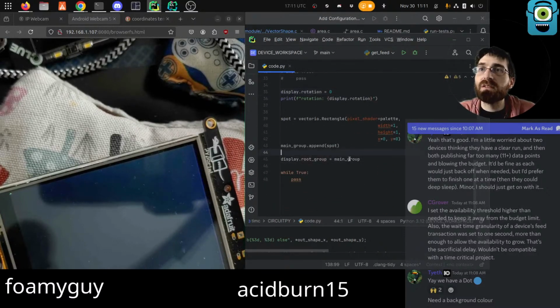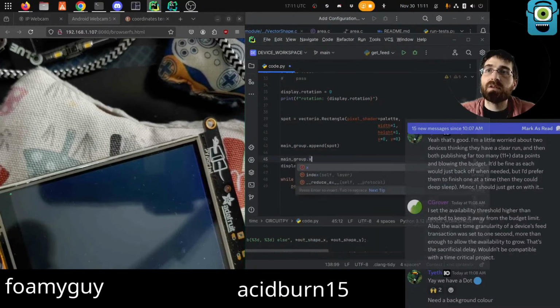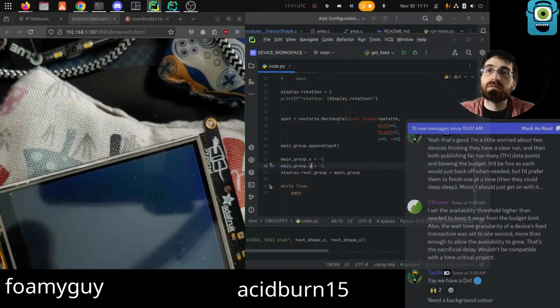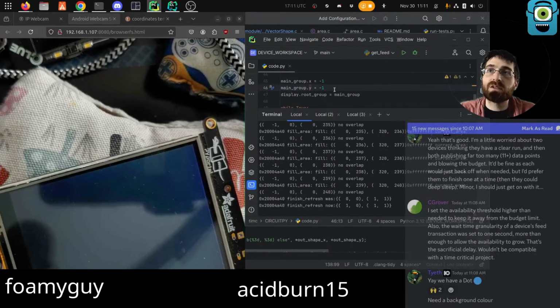But we can just say main group, because this can be negative, I'm pretty sure. You just say -1. We could do Y also, but I don't think it matters. Let's do both. Should be off the screen. We should do them probably one at a time, actually. Okay, so that does go off the screen. Do only X. That should also be off the screen.